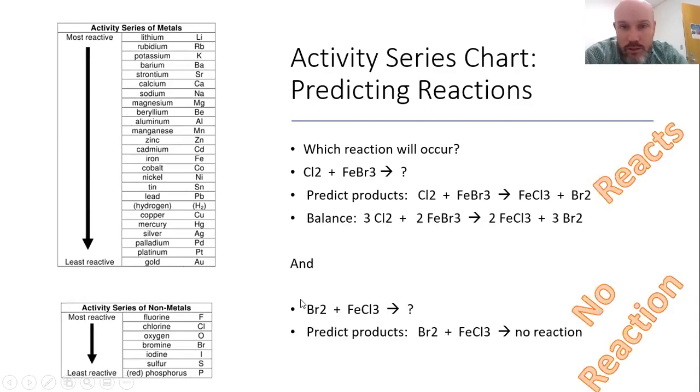So if we take a look at this again, since Cl is higher than Br, we will have a reaction. But since Br is lower than Cl, there will be no reaction that happens if Br and FeCl3 come into contact with each other.